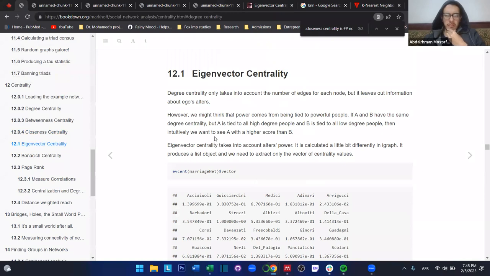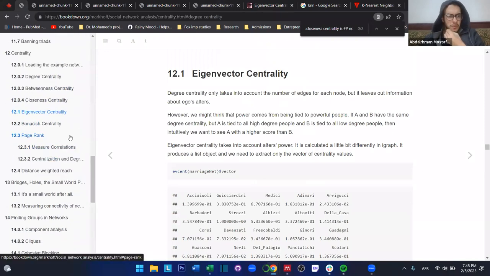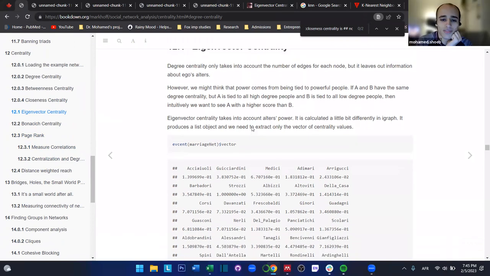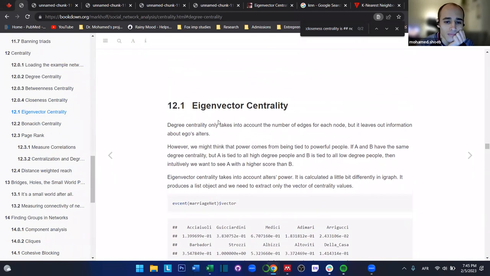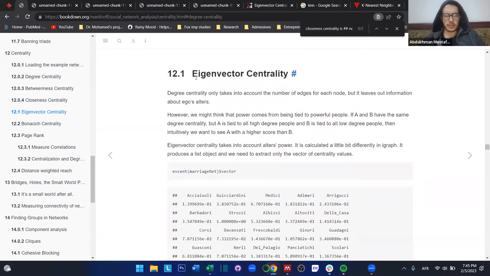Okay. Do you have any more points you'd like to raise, or should we move on to the eigenvector centrality? I'm good.